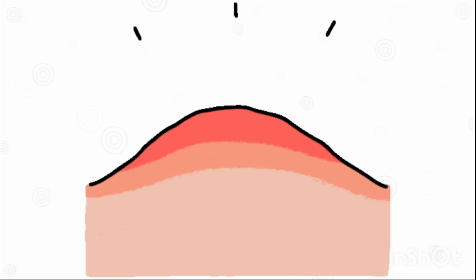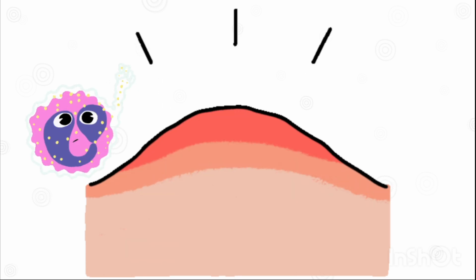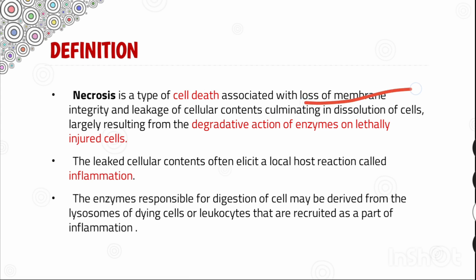Also, inflammation caused due to cell injury can result in the release of lymphocytes, and these lymphocytes can again lead to cell death. So necrosis is nothing but cell death, which is associated with loss of membrane integrity and leakage of cellular contents. How does this occur? It occurs from degradative action of enzymes on lethally injured cells. Now, the enzymes responsible for digestion of the cell may be derived from lysosomes of dying cells or leukocytes that are recruited as a part of inflammation.